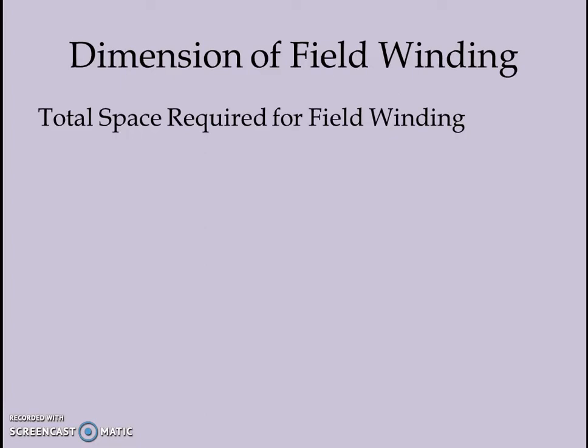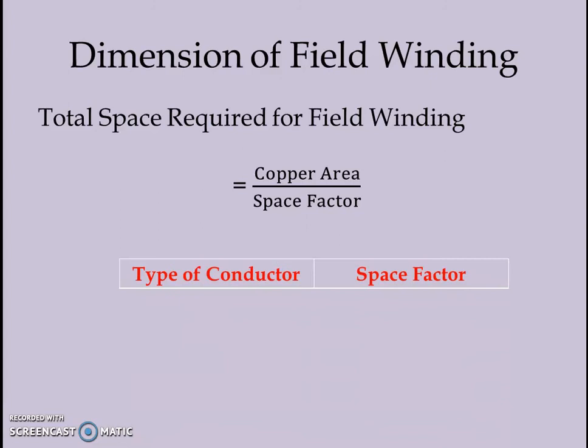We have calculated the total area required for the field winding, and now the total space required for the field winding is the copper area divided by the space factor. Here the copper space factor normally depends on the type of conductor we use. For example, if we use a small round type of conductor, then the space factor is less, and that is equal to 0.4.